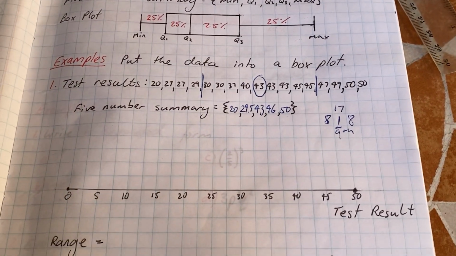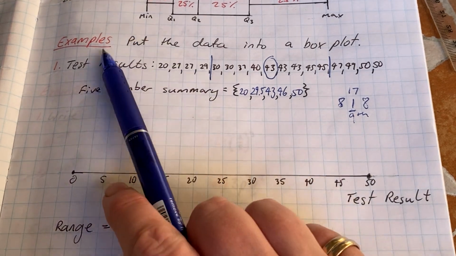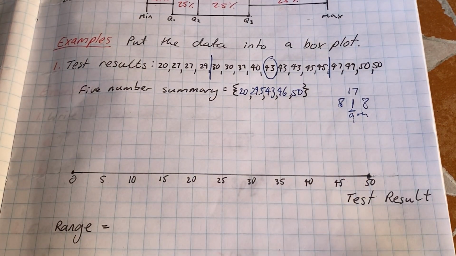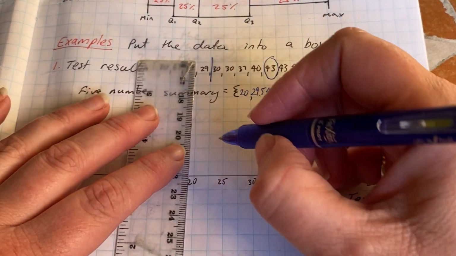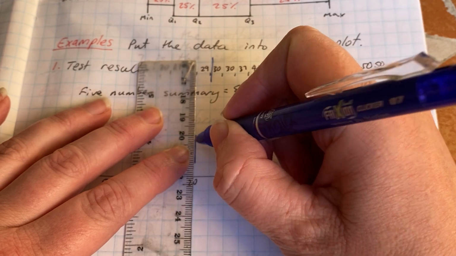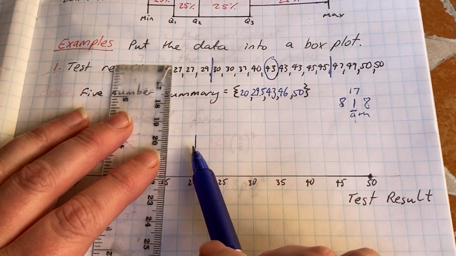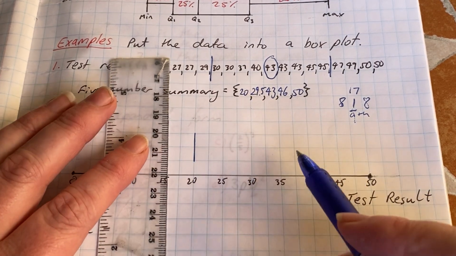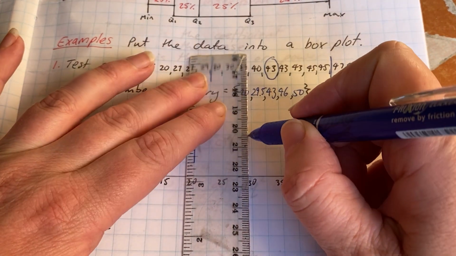So let's go ahead and put those into a box plot. So I've said these are test results, so it's probably a test out of 50 maybe. So the lowest score was a 20 out of 50. So I'm just going to put a vertical line at each of these. Again, remember I said sometimes people put dots at the ends. I'm just going to do vertical lines. So a vertical line at 29.5, so that's about there.